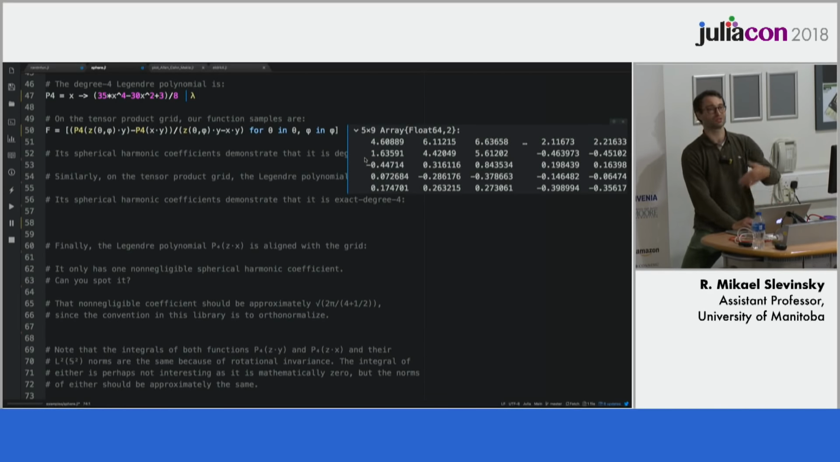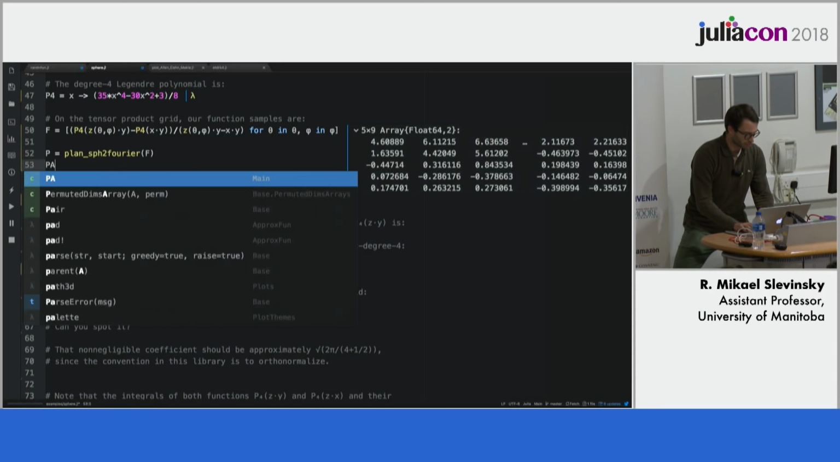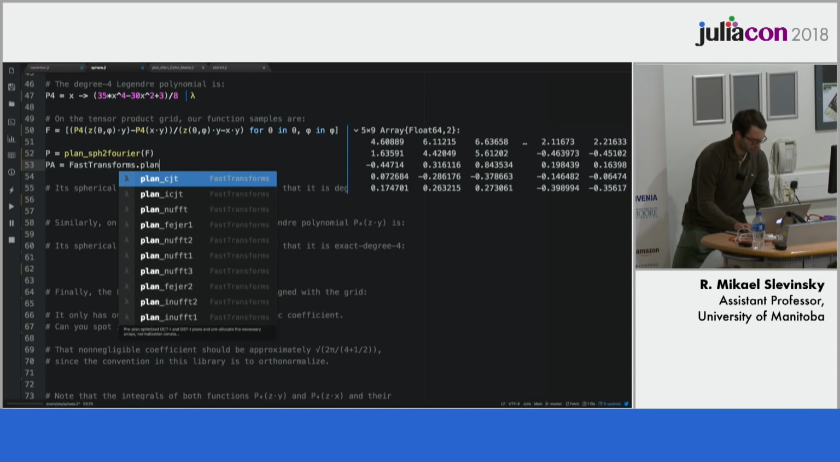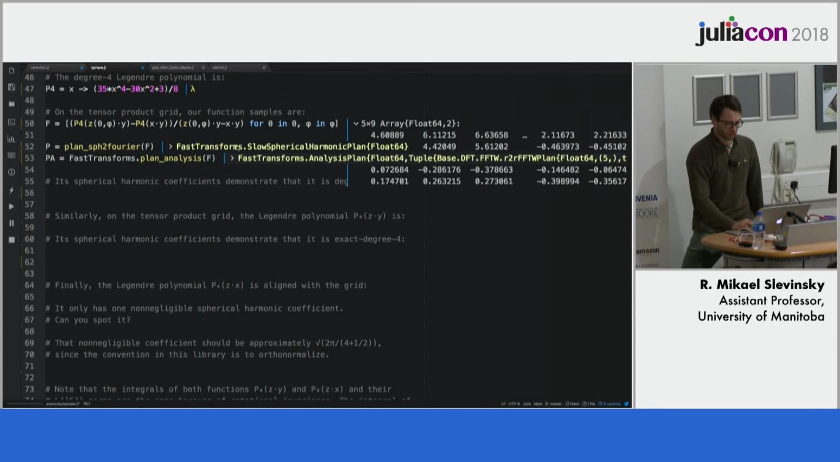Okay, so what we need to do is write 2 things that are part of the fast transform. So one is plan SPH to Fourier. This is one of the products. Okay, and we'll call it with F, the matrix that we actually want to transform. And then PA is going to be something whose user syntax is not quite yet decided on. So right here, I'm just showing you what it could be like. And this is just plan analysis on the sphere. Okay, so this is going to create 2 types, right? And we're going to be able to use these types.